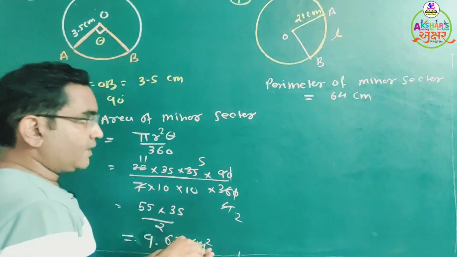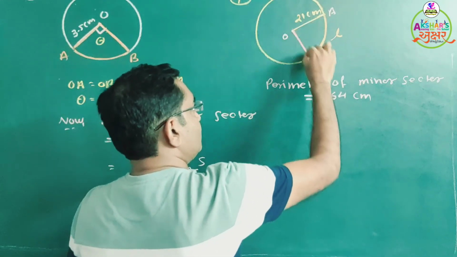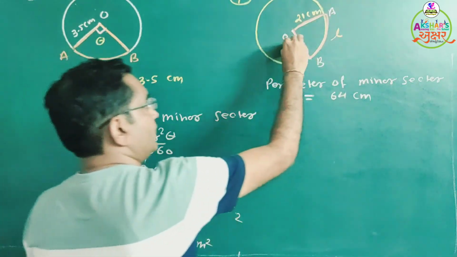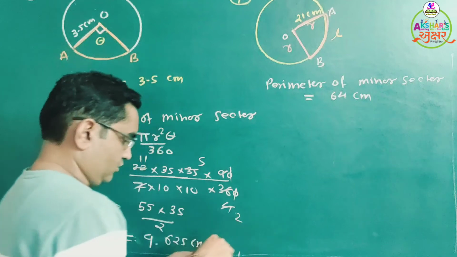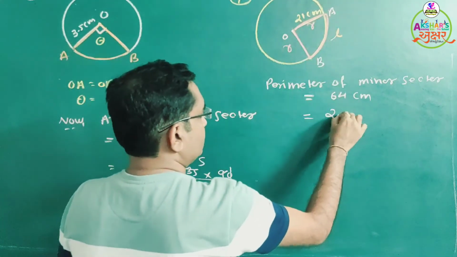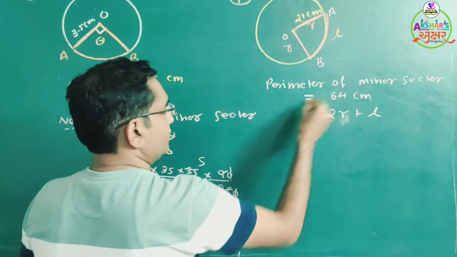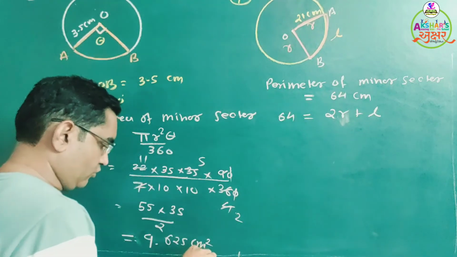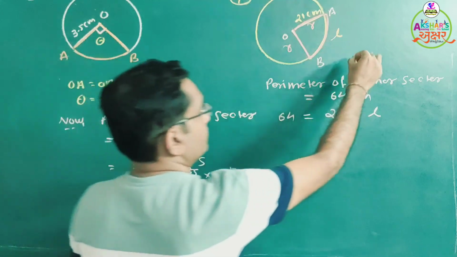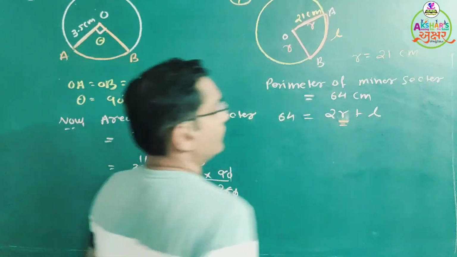So what is the perimeter of minor sector? Perimeter means total length of this minor sector. So from O to B, B to L and A back to O. So this is one R, this is one R, and this is L. So perimeter of minor sector is nothing but R plus R plus L, and that is given 64. And also we are given the value of radius R of the given circle is 21 centimeter.